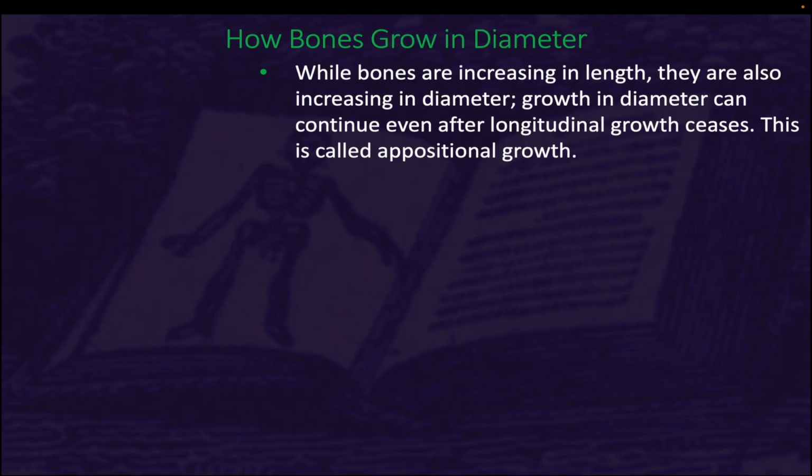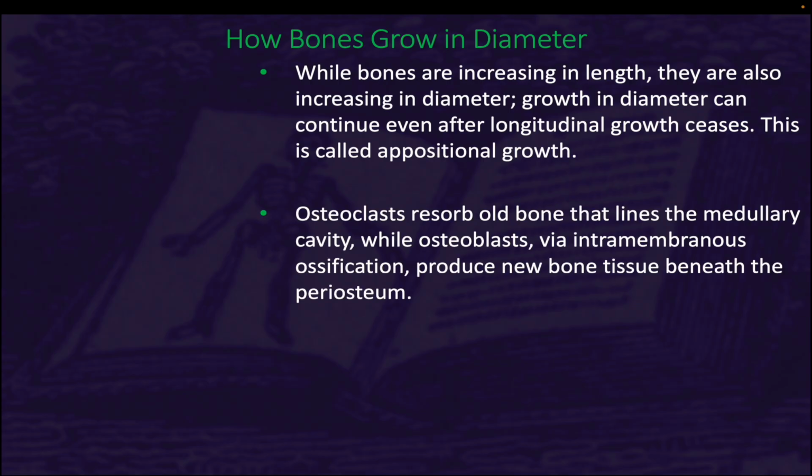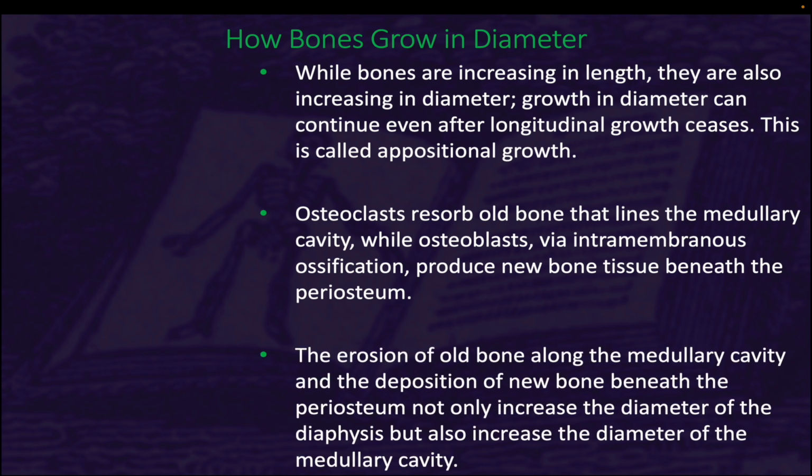While bones are increasing in length, they are also increasing in diameter. Growth in diameter can continue even after longitudinal growth ceases. This is called appositional growth. Osteoclasts reabsorb old bone that lines the medullary cavity, while osteoblasts, via intramembranous ossification, produce new bone tissue beneath the periosteum. The erosion of old bone along the medullary cavity and the deposition of new bone beneath the periosteum not only increases the diameter of the diaphysis, but also increases the diameter of the medullary cavity.